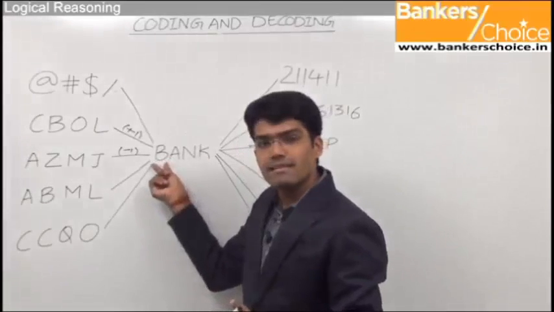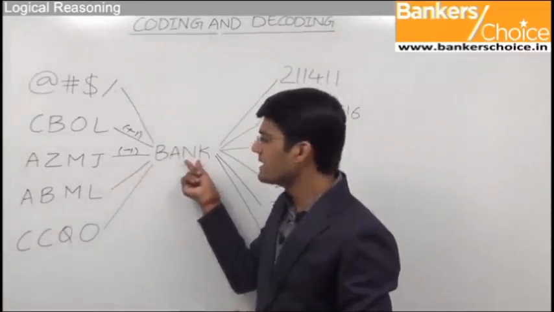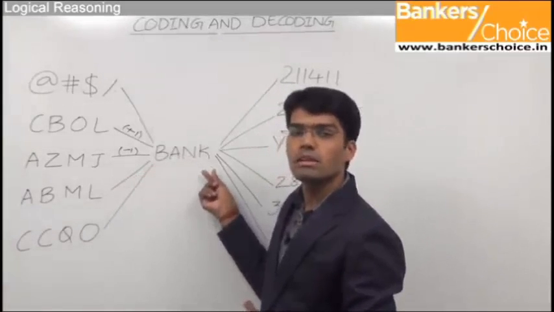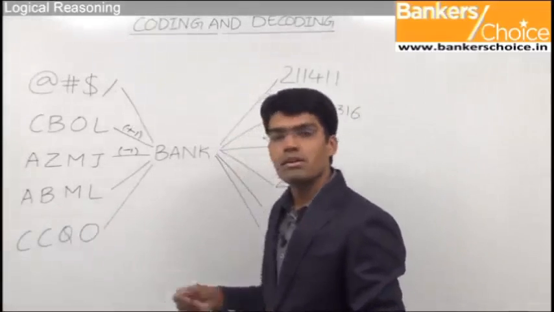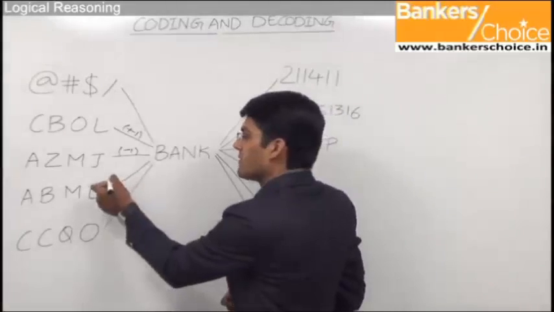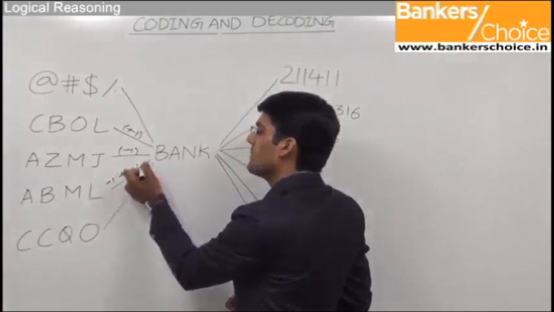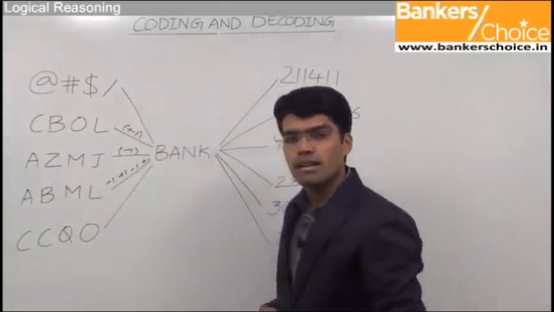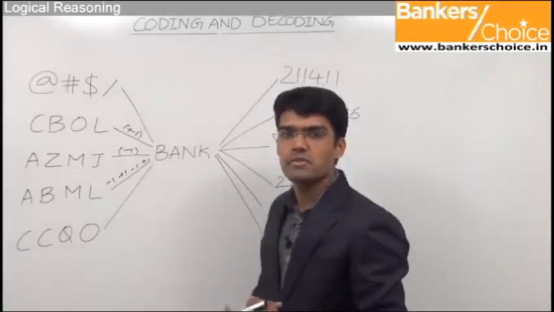That means the first letter is shifted in the backward direction, the second in the forward direction, the third in the backward direction, and again the fourth in the forward direction. So we can say that this type of coding is in the alternate shifting form. The first letter is taken backward, the second one forward, the third one backward, and the fourth one again in the forward direction. So we can take it as -1 +1 -1 +1 and so on.